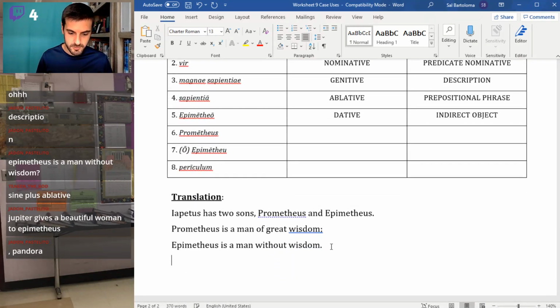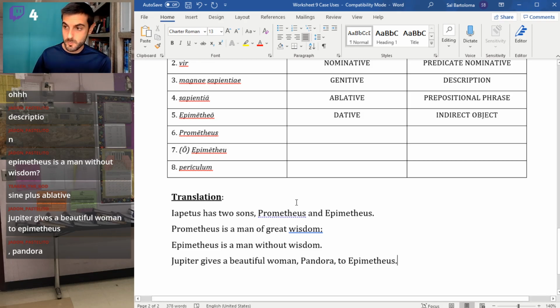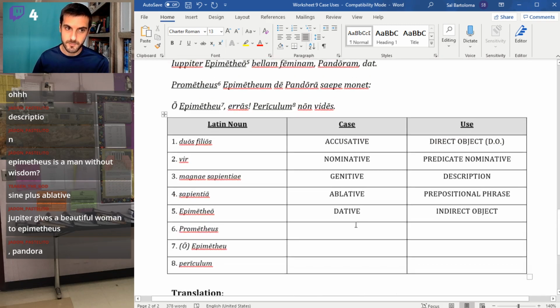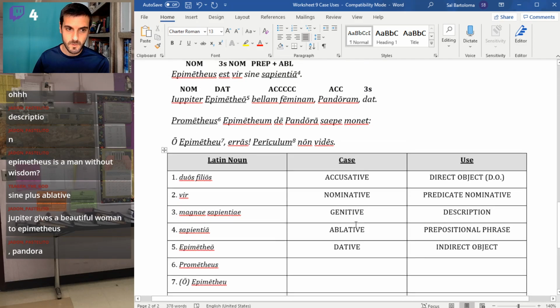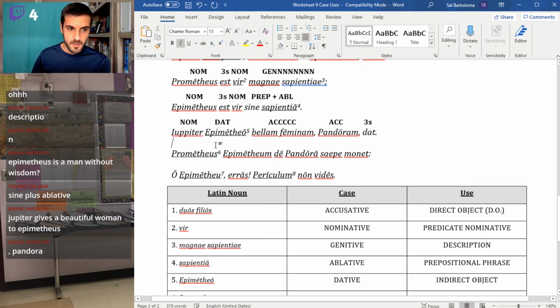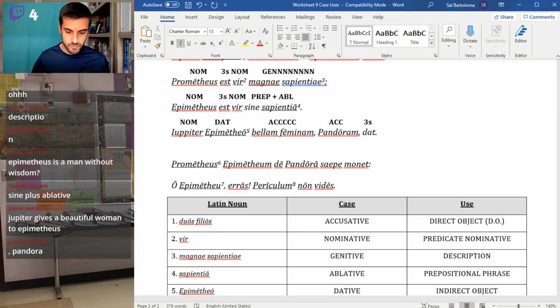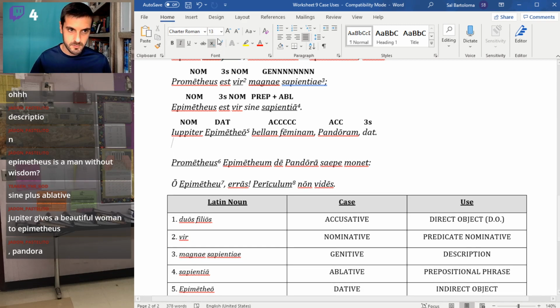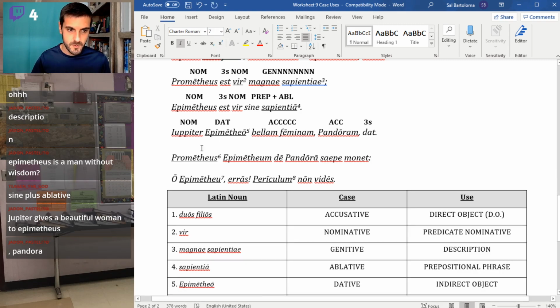So Jupiter gives a beautiful woman, Pandora, to Epimetheus. Which anybody who knows the story of Pandora, you know that this is not going to turn out well for anybody, right? Next line here. Make this 11. Make this 7. Okay.